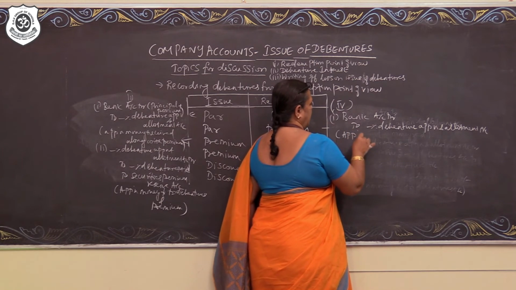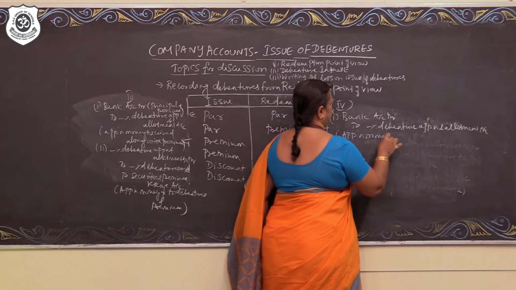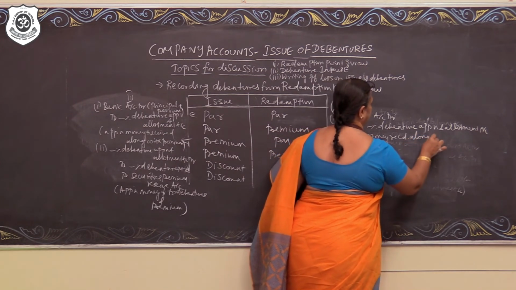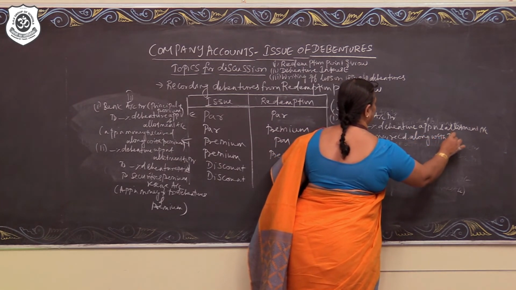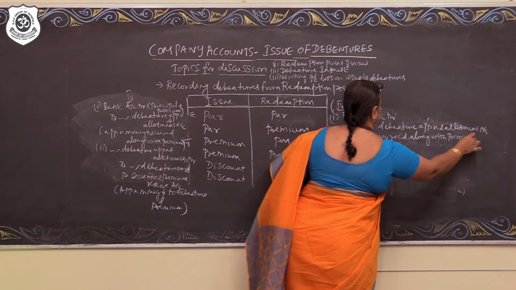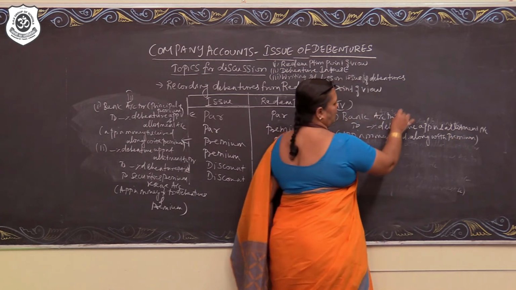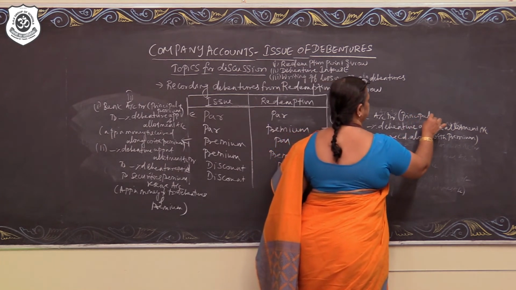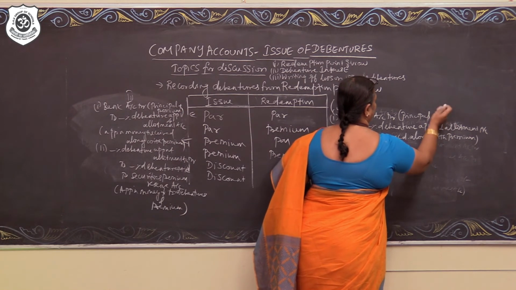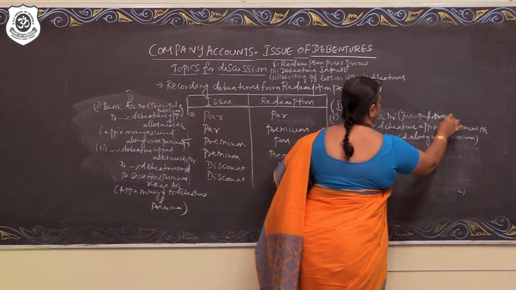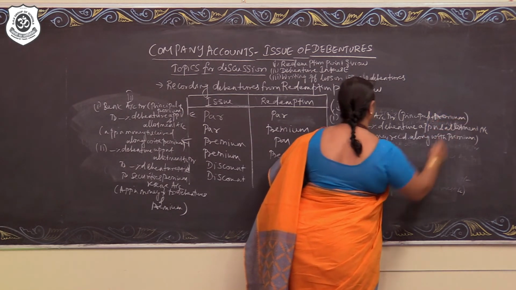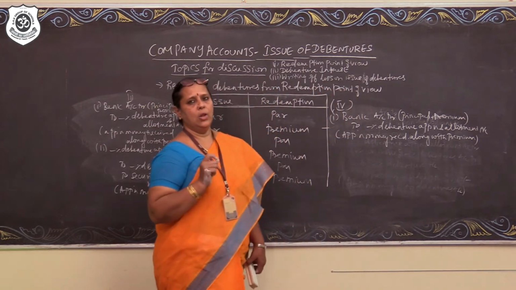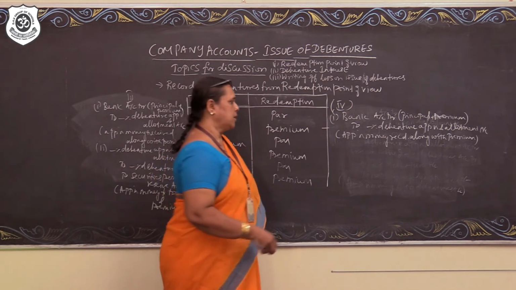Application money received along with premium. So your bank account will be again principal plus premium. Now the second entry, the same, we are bringing in loss on issue of debentures account.